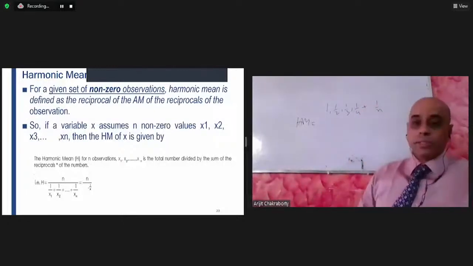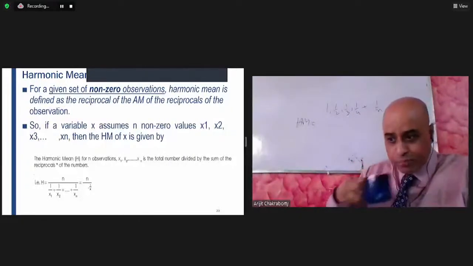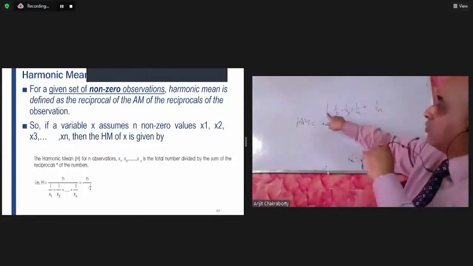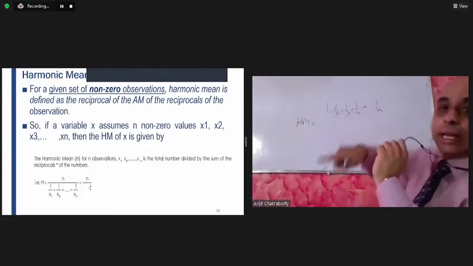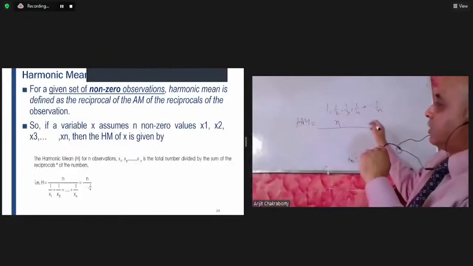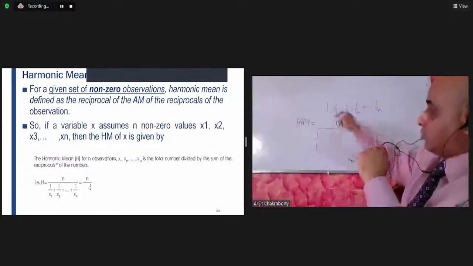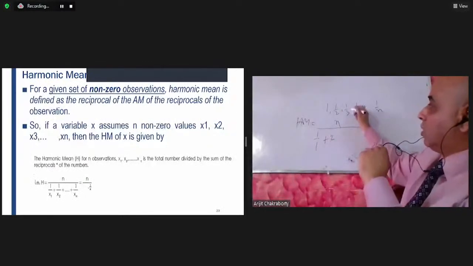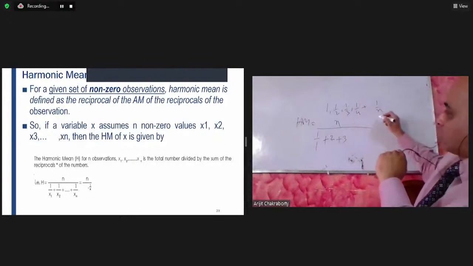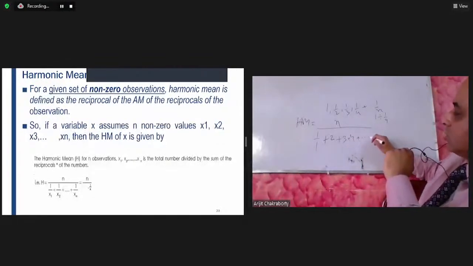Now, this is very, very important for the exam. Let's see how to solve this. So the HM will be what? First of all, how many numbers are there? 1, 2, 3, 4, goes till n. N numbers. So I will write n in the numerator. In the denominator, I will write 1 by 1, then 1 by half, which means 2, 1 by 1 by 3 means 3, 1 divided by 1 by 4 becomes 4, and so on till n.